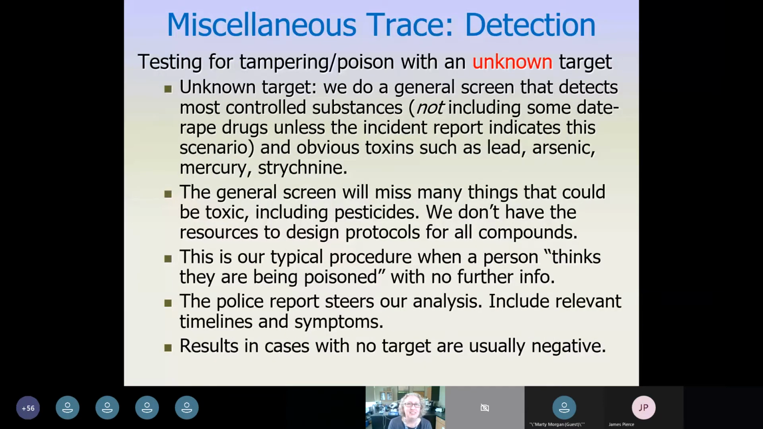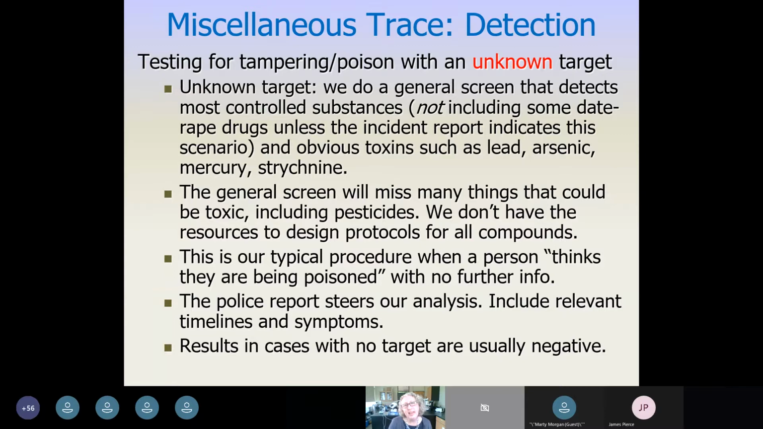But the other type of detection cases that we get are more difficult for us, and these are the cases where there is not a known target. So the evidence basically comes in with the request to screen for poisons, and there's no indication either from the person's symptoms or the case scenario or the scene what the poison might have been. Obviously, there are thousands and thousands of toxic chemicals out there in our environment, and some things are perfectly fine in certain doses and then toxic in higher doses.